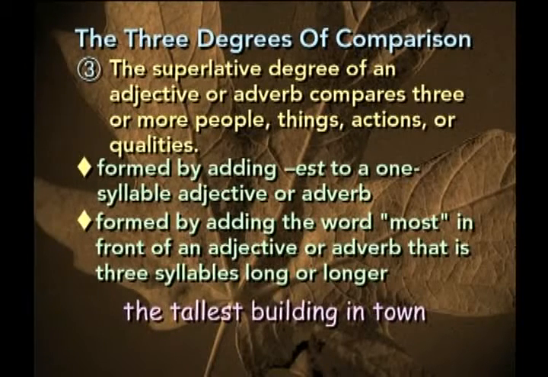The tallest building in town. Here we're comparing not just two buildings, but all the buildings in town, and presumably there are 3 or more, probably dozens of buildings in town. And therefore, rather than the comparative degree, we use the superlative degree, which is formed by adding EST to a one-syllable adjective. So we've taken the one-syllable adjective tall and turned it into tallest.